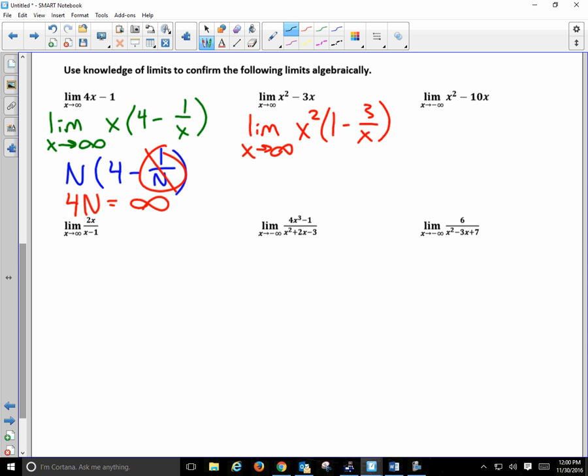So as I put in a very large number, I get a very large number squared times 1 minus 3 over a very large number. You don't have to continue to write that every time. I'm just trying to make a point with you for what happens here. So this goes to 0, right? And so you end up with a very large number squared, which is infinity. Try the next one on your own.